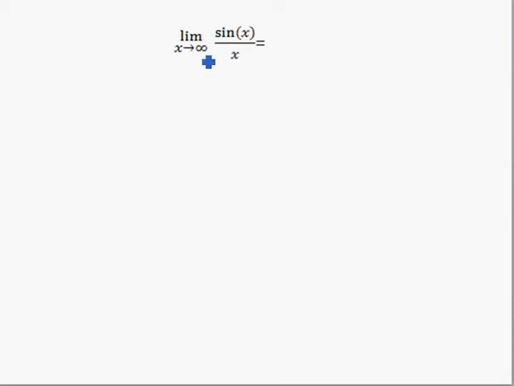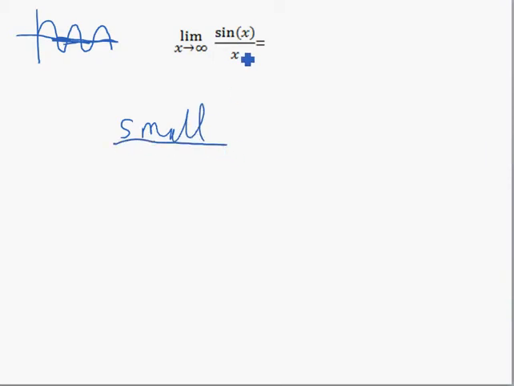So if x is going to infinity, sine of x, well, sine of x is kind of a nice function. It just bounces back and forth like this the whole time. So even if x is getting super big, this graph just bounces back and forth the whole time. So sine of x stays small. Sine of x doesn't really escape to infinity. It stays very small. It just bounces back and forth between -1 and 1.